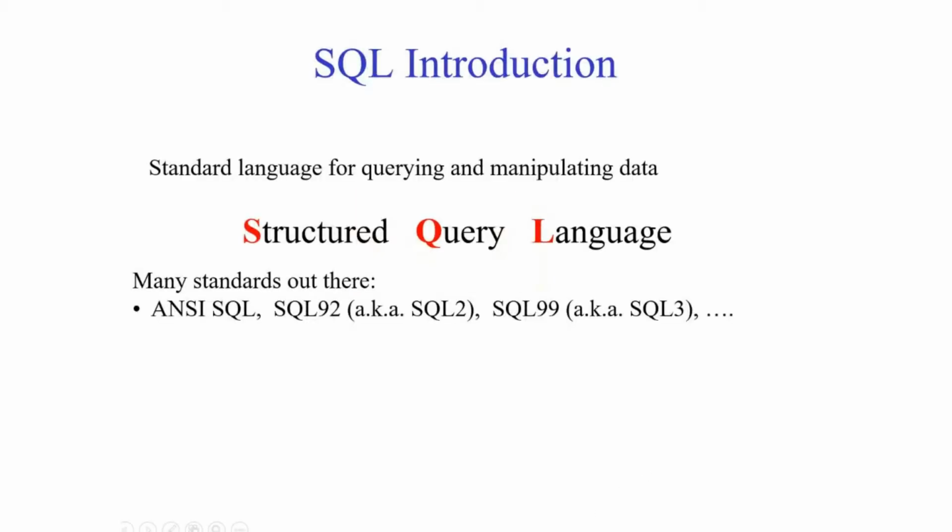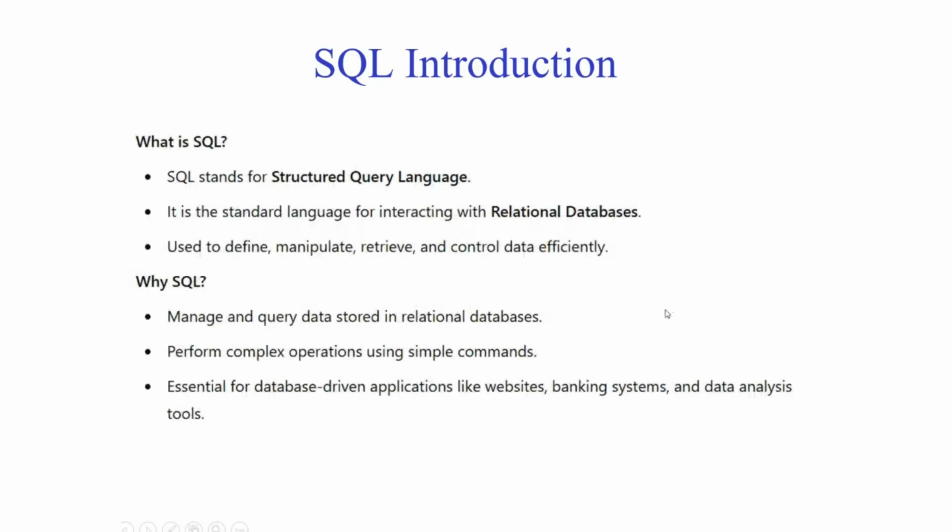So SQL is a structured query language, and it has evolved over time. It has a number of versions. There is ANSI SQL, just like we have ANSI C. Then we have some standard versions like SQL-92, which is also known as SQL 2, and then SQL-99, which is also known as SQL 3. It is the standard language for interacting with relational databases.